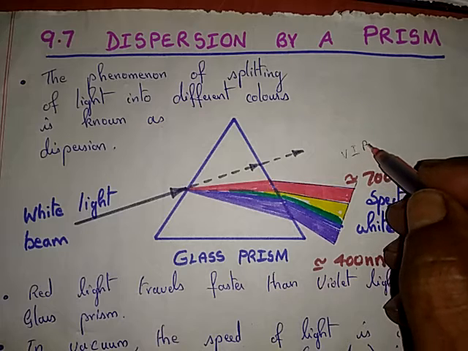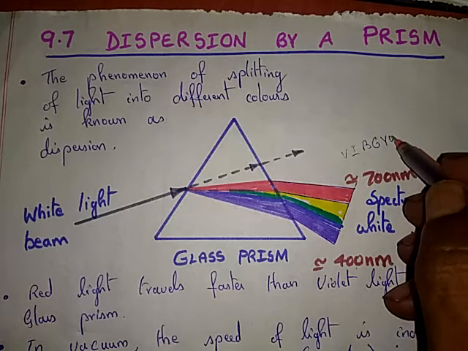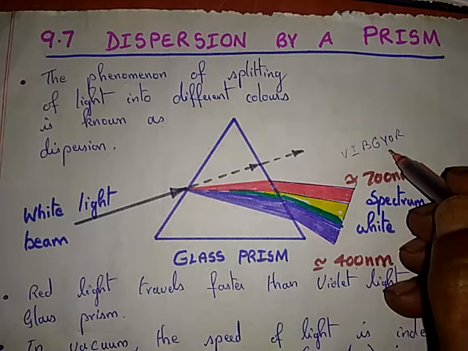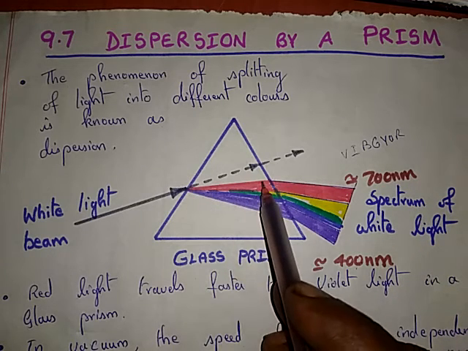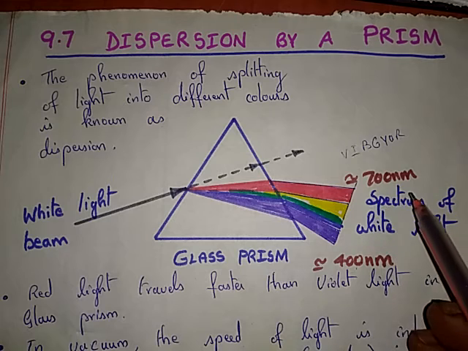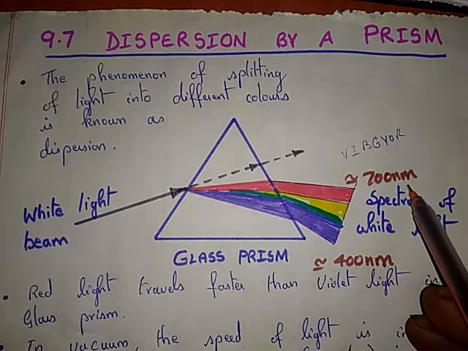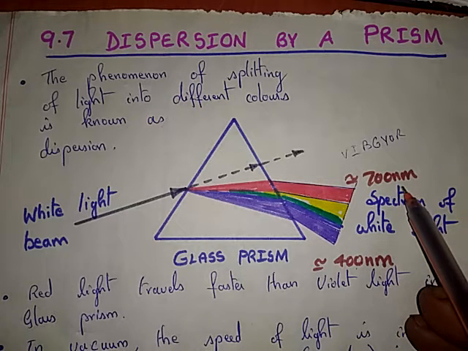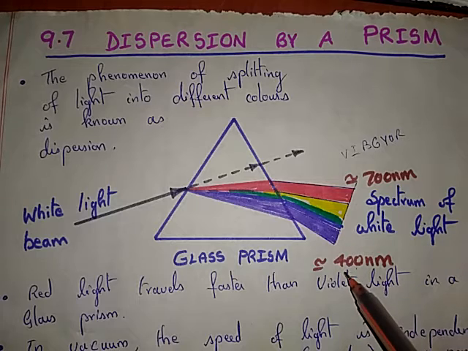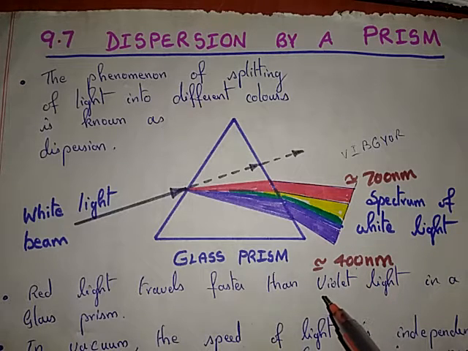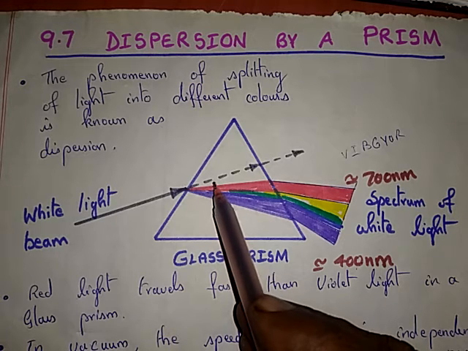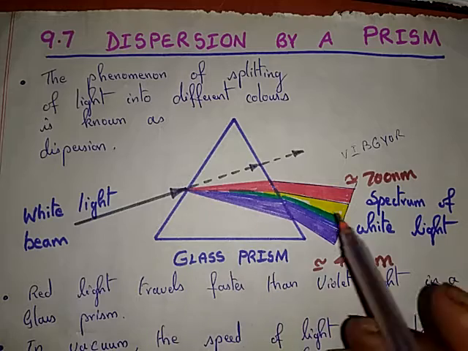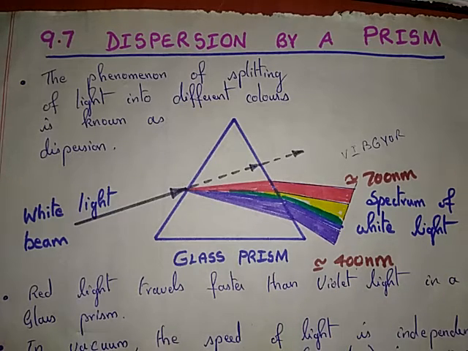Violet, indigo, blue, green, yellow, orange and red. So the red has the 700 nanometer wavelength, a larger wavelength when compared to violet. Violet has 400 nanometer. So the angle of bending of red light is very low compared to the angle of bending of violet light.